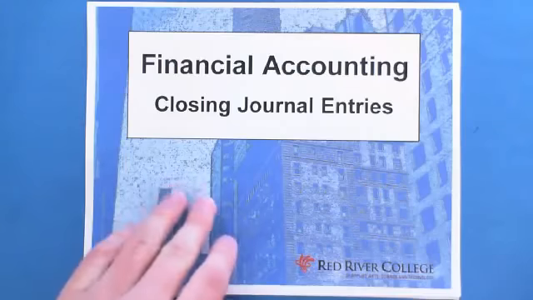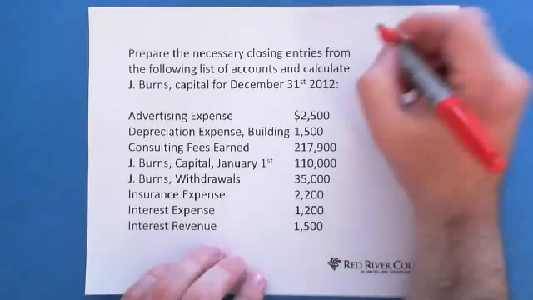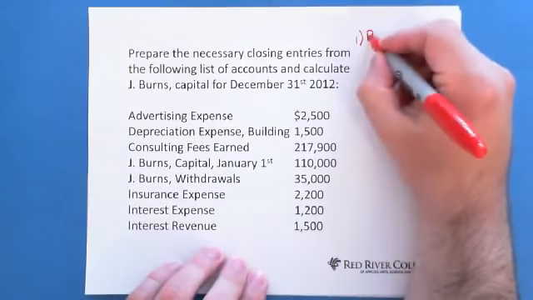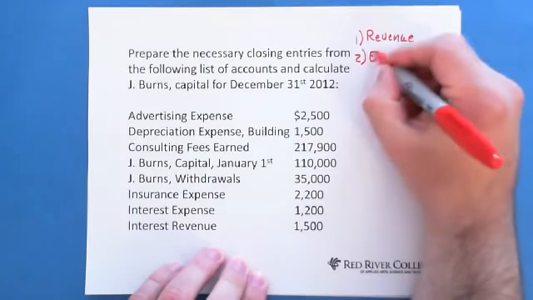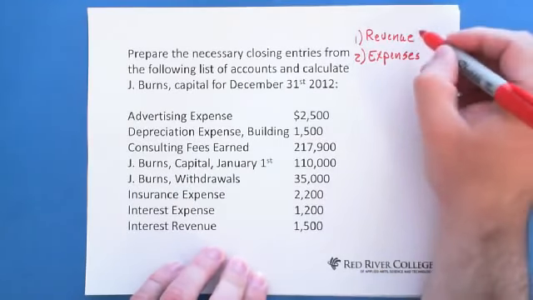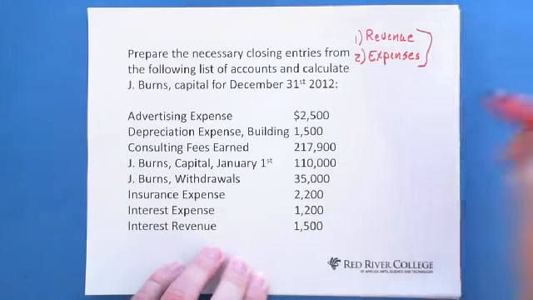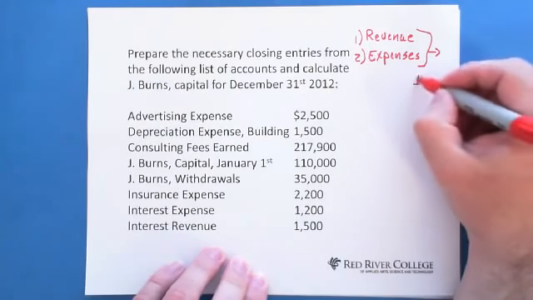Okay, so first, the closing process. Well, the first thing we want to close is our revenue accounts. Second thing we want to close is our expenses. So we close both revenues and expenses to an account called the income summary. So these get closed to the income summary.